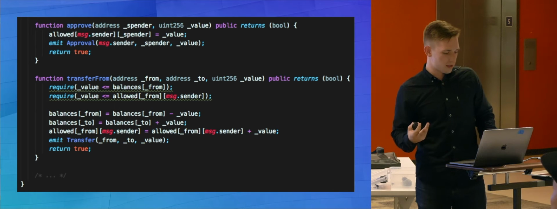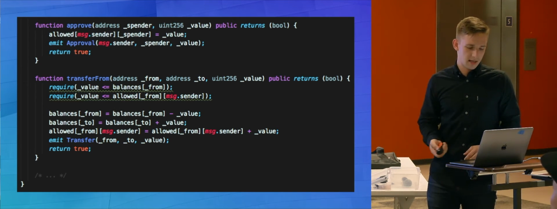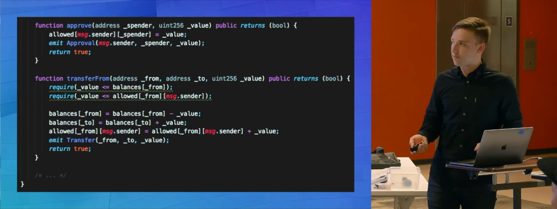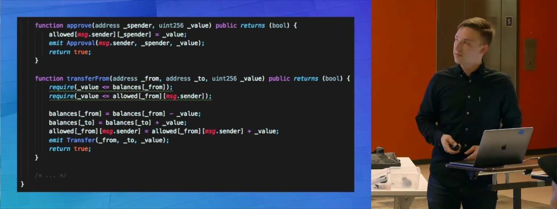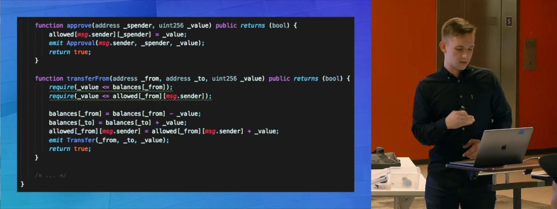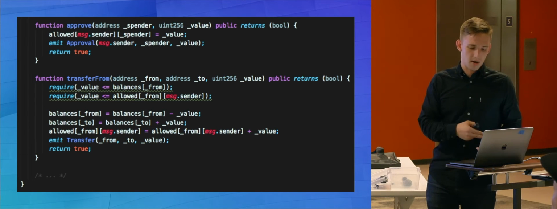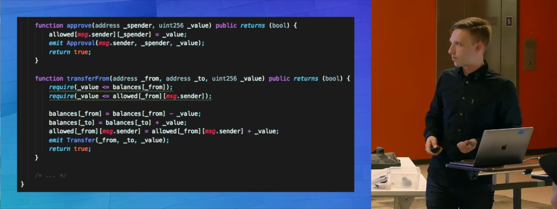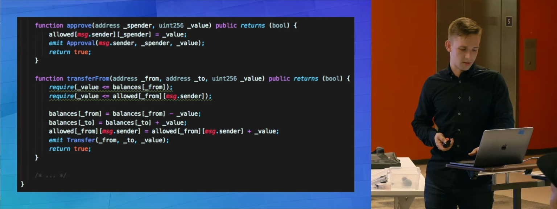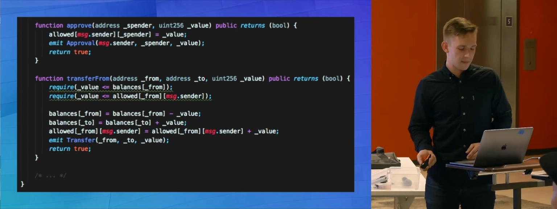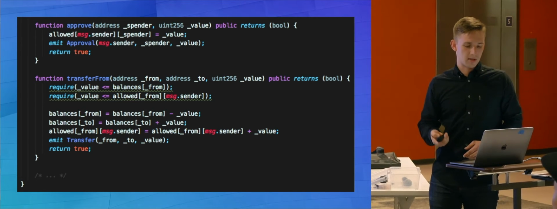All right, now we have approve and transfer from. So in approve, the sender specifies the spending account and the allowed value, and it emits an approval event, returns true. And then in transfer from, we have 2 checks. We ensure that the token holder has enough tokens to transfer, and then we also ensure that the spender is allowed to transfer the specified number of tokens. So we have to look in that allowed data structure. Again, we emit a transfer event.